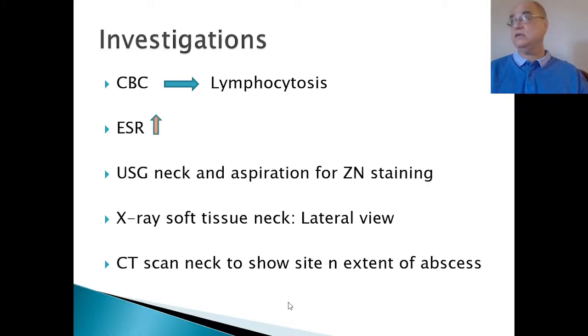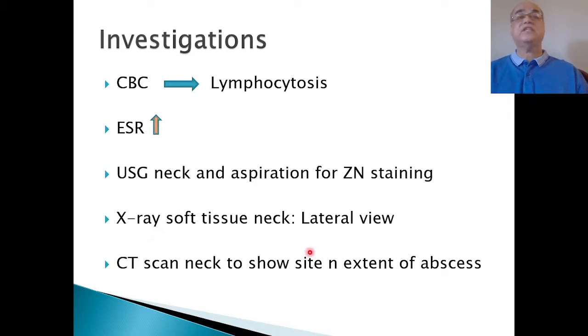So in the CBC, there will be leukocytosis and lymphocytosis. ESR will definitely be raised. Ultrasonography of the neck and aspiration can be done for ZN staining, and ultrasonography of the neck will show us whether it is a retropharyngeal abscess or a prevertebral space abscess, and other cervical lymph nodes also will be evident on ultrasonography of the neck.